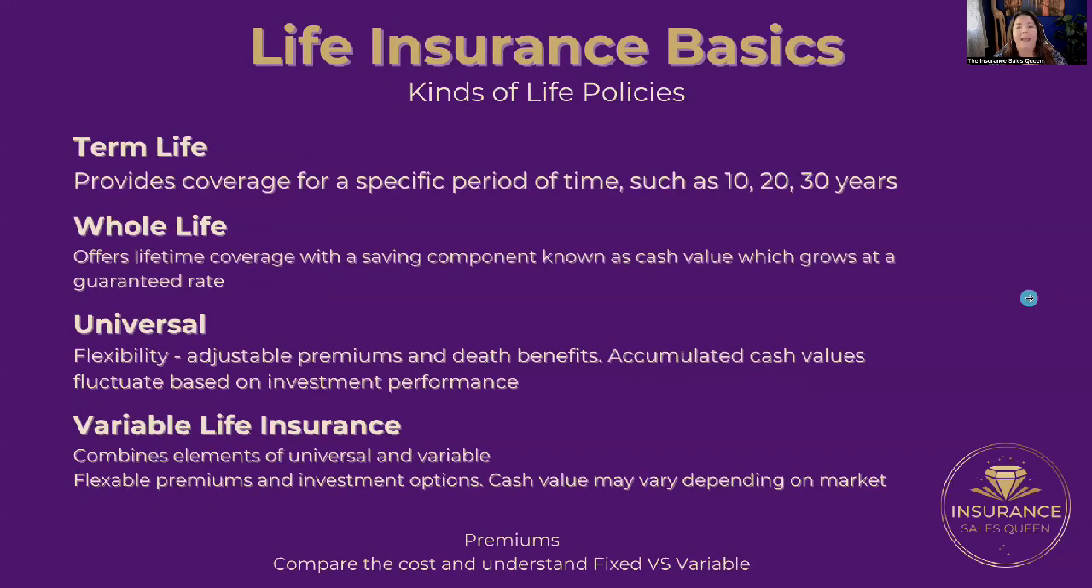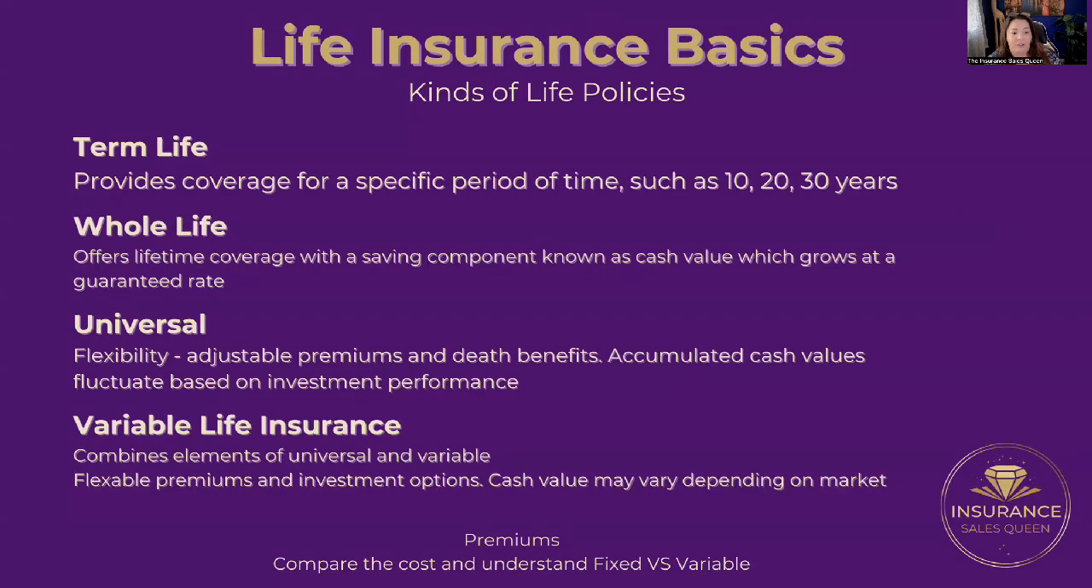So what kinds of policies can you offer? Term policies, these are limited, specific periods of time, 10, 20, 30 years. Traditionally, these premiums are a lot less because once again, it's a term policy. It's a shortened period of time. Whole life offers the lifetime coverage. So this has got a saving component to it. It's also known as cash value, and it grows at a guaranteed rate.